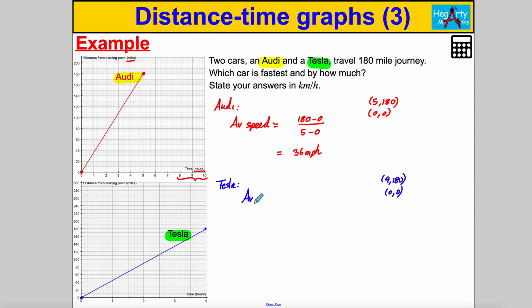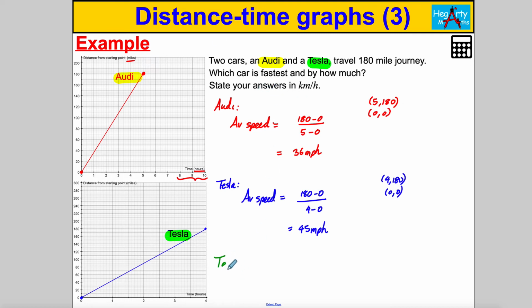So its average speed, again, is the gradient, which is difference in y, 180 take away 0, over the difference in x, 4 take away 0, and when we do that, we get ourselves 45 miles per hour. Now, that wasn't the question. The question was which car is faster and by how much.